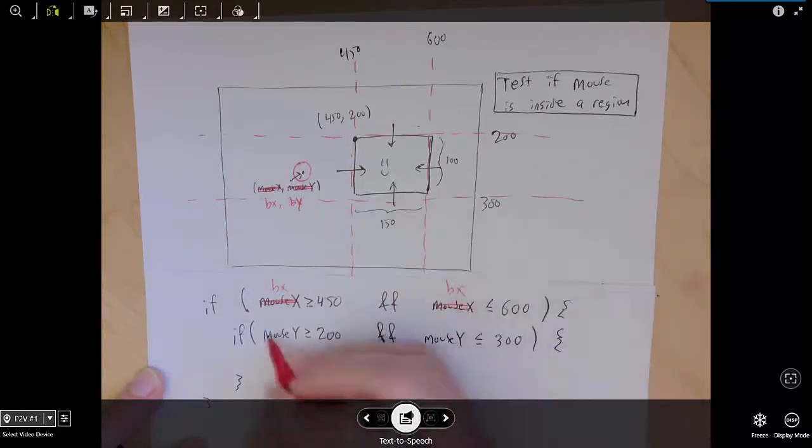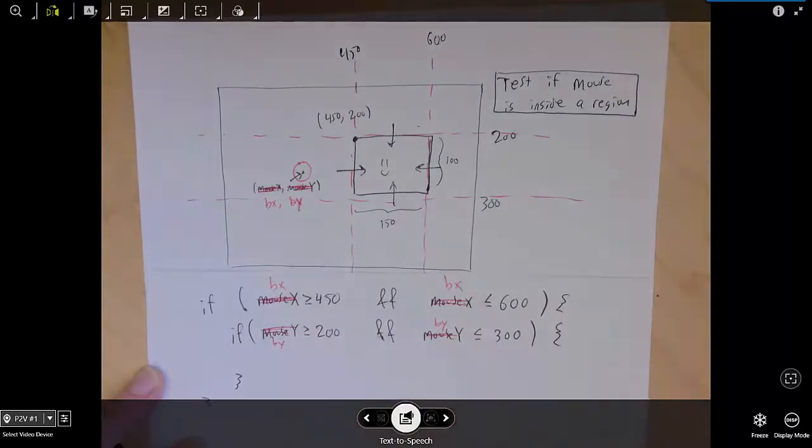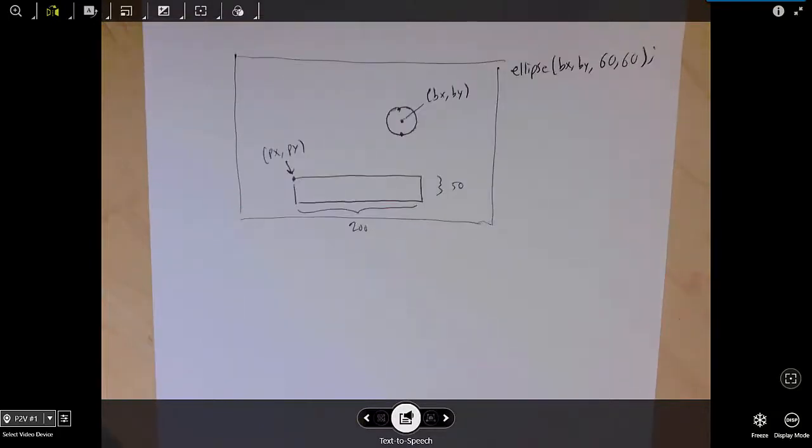And instead of testing the mouse y coordinate, you test the ball y coordinate. So the patterns are the thing that you want to focus on. You want to ask, what numbers do I want to ask questions about, and what are the questions that I want to ask? So let's use that same idea to figure out if the ball is hitting the paddle.